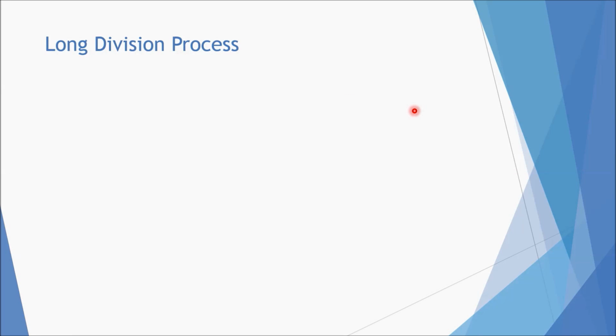Before we start this video, I would like your kind attention towards the long division process. What is the long division process? For example, if we divide 9 by 2, we get 4 as quotient and 1 as remainder. This process is known as the long division process, and you have come through this process so many times in your student life.